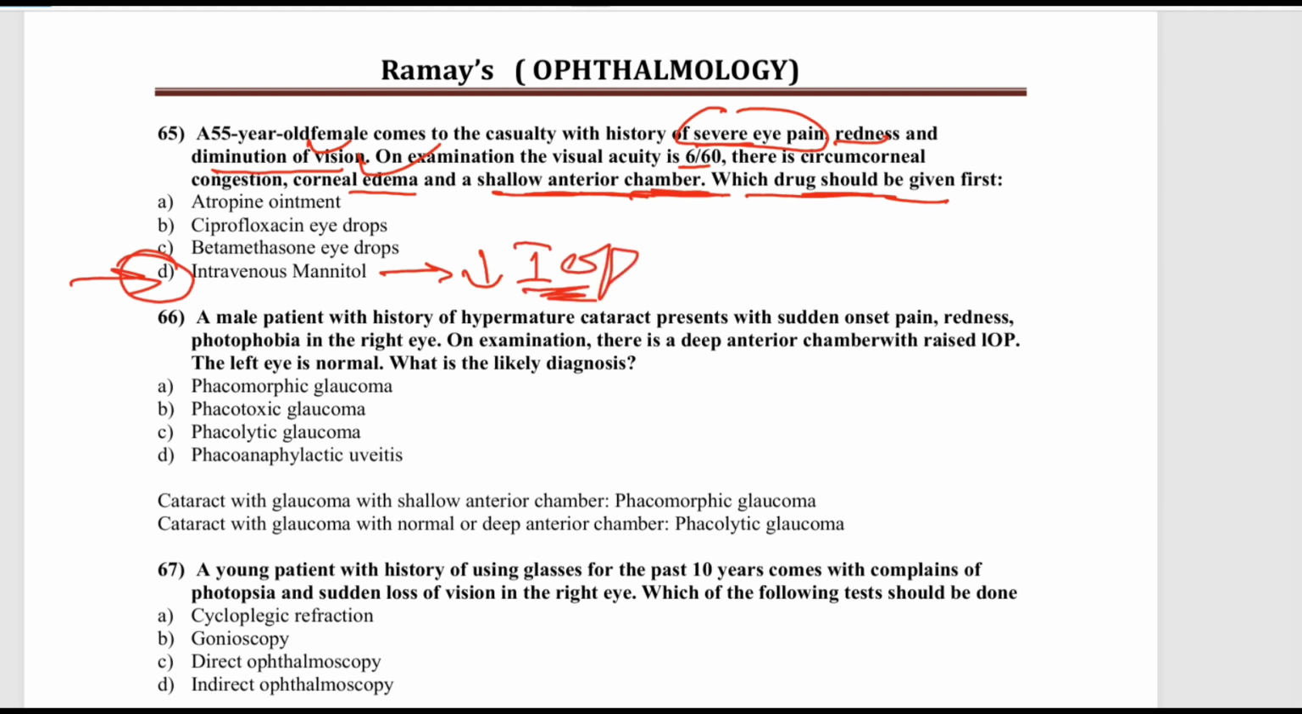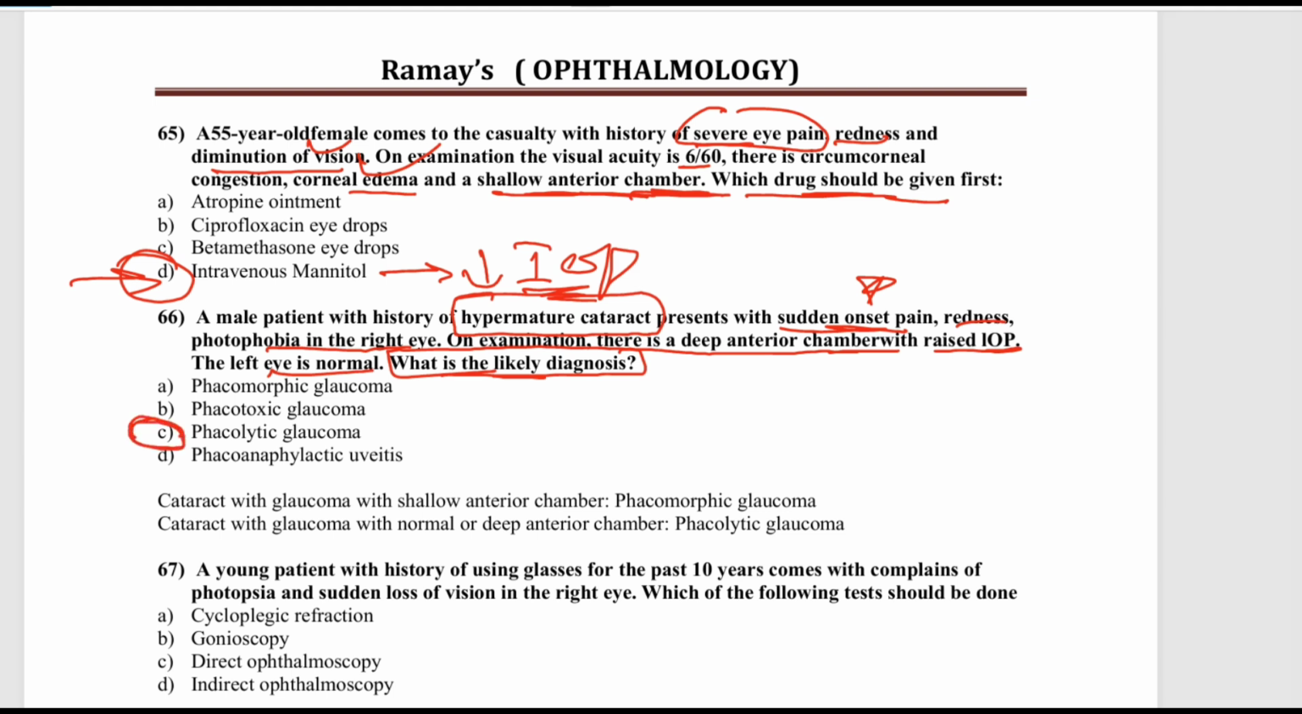Our next question is: a male patient with a history of hypermature cataract presents with sudden onset pain, redness, and photophobia in the right eye. On examination, there is a deep anterior chamber with raised IOP. The left eye is normal. What is the likely diagnosis? The options are phacomorphic glaucoma, phacotoxic glaucoma, phacolytic glaucoma, and phacoanaphylactic uveitis. The correct option here is phacolytic glaucoma.